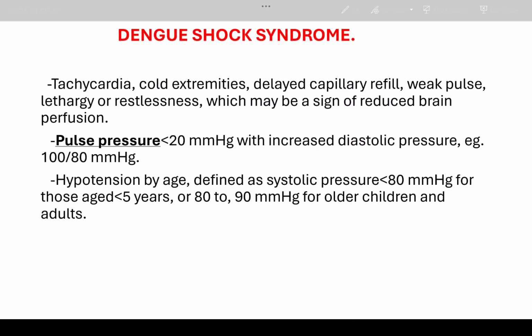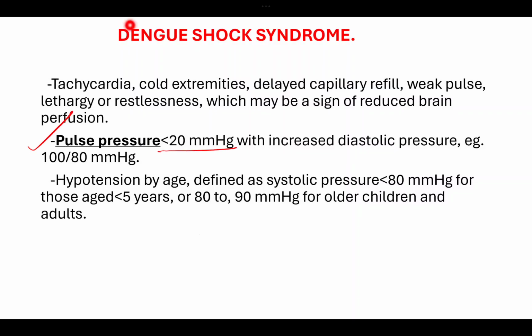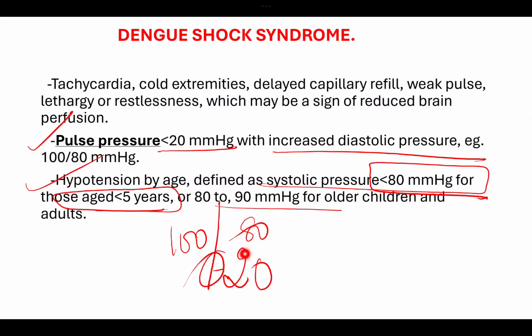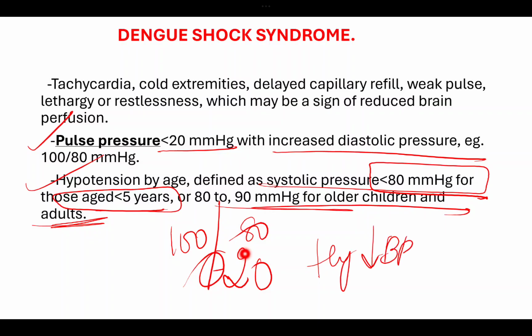So the pulse pressure is less than 20 mmHg with increased diastolic pressure. You can see 100 is the systolic pressure, and the diastolic pressure is just less than 20, which is 80 mmHg. And the hypotension by age: the systolic pressure is less than 80 mmHg for those less than 5 years, or 90 mmHg for older children and adults.